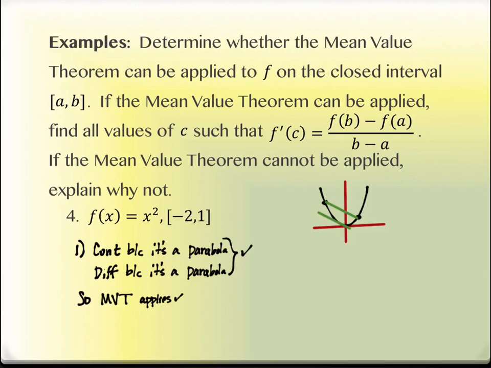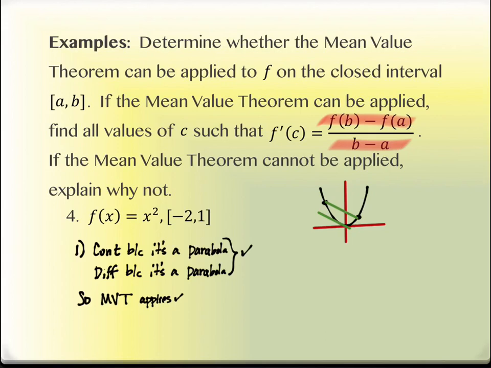Which means we continue on. If at this point we had seen some sort of a problem where it was not continuous or not differentiable, just like with Rolle's theorem, we would stop and we would say it doesn't work, right? Okay, it applies. So what does it mean we have to do? Well, it means I have to calculate this quantity because I didn't have that before, right? I have to find out what I'm trying to get it to equal. That's the new step here.